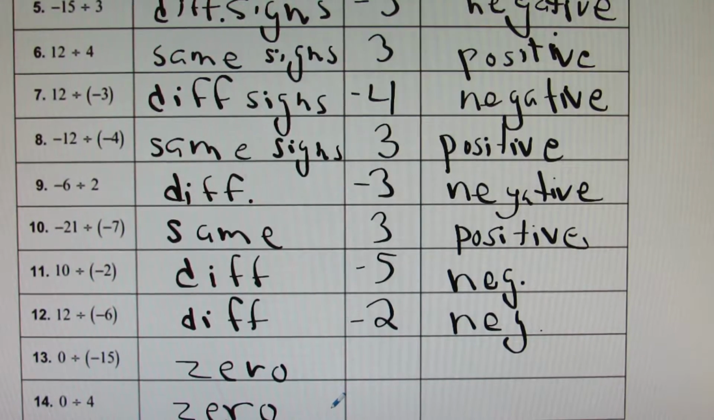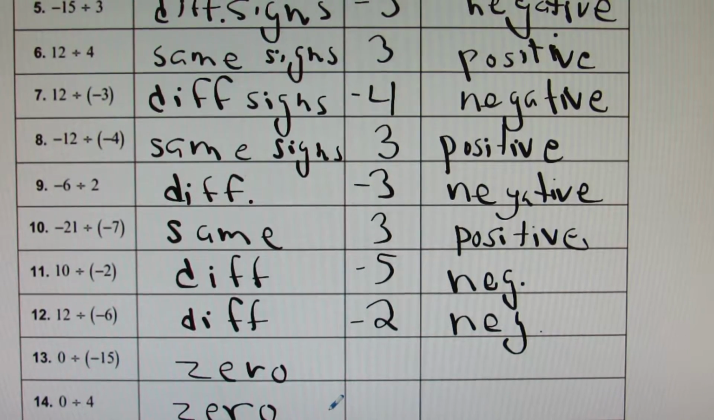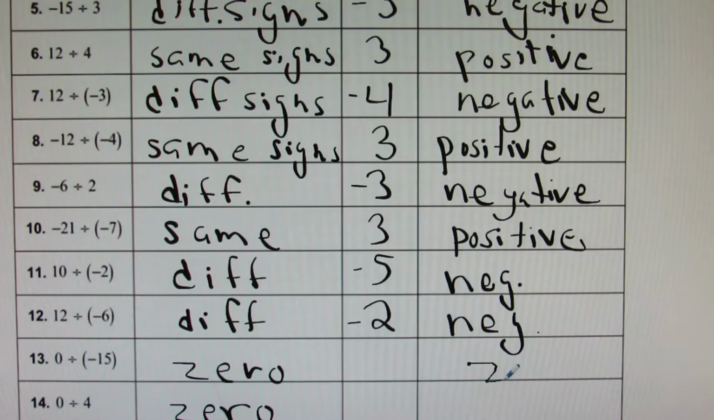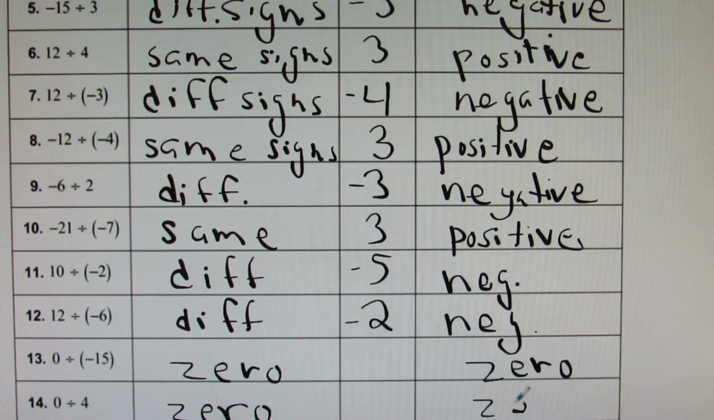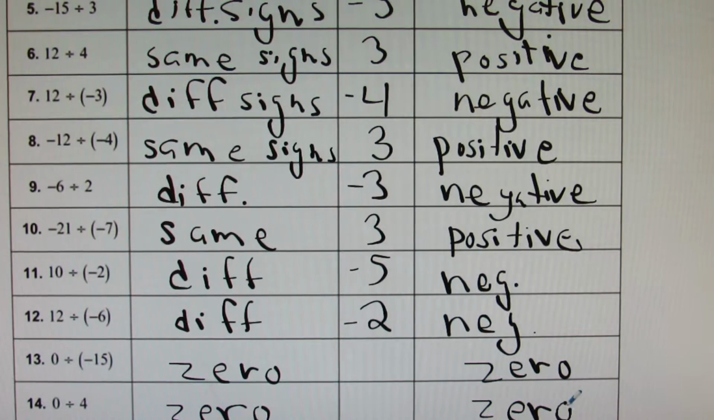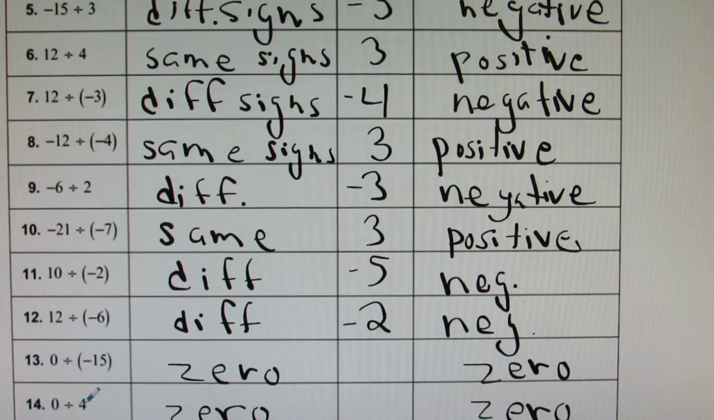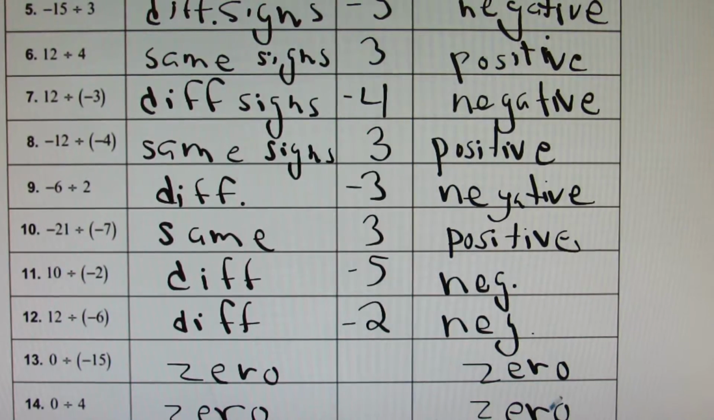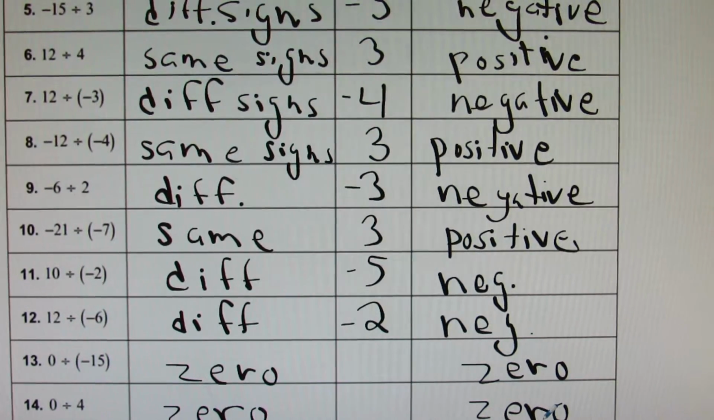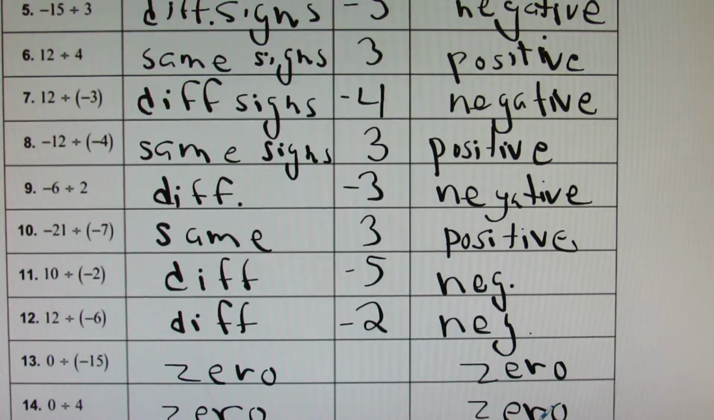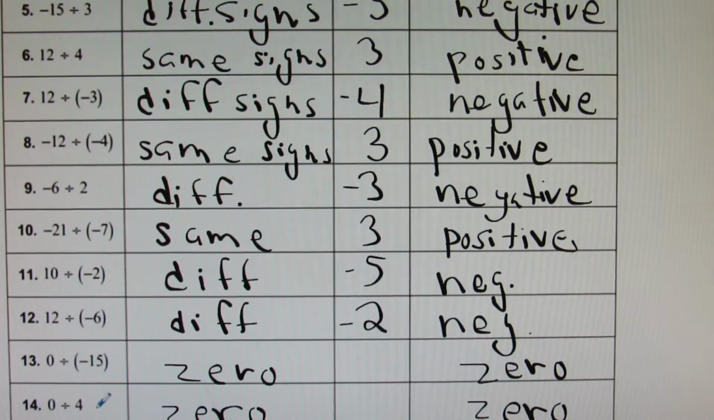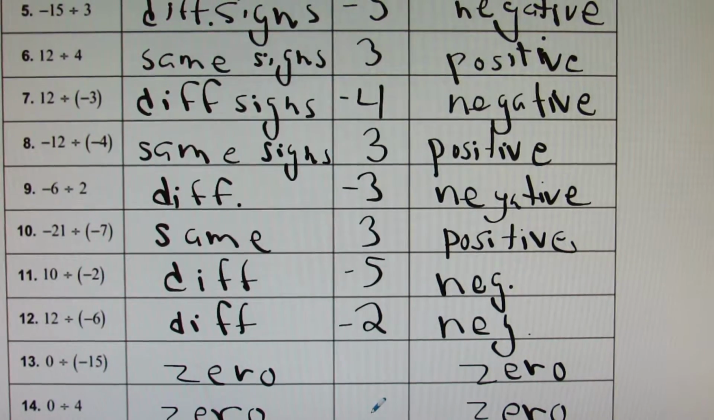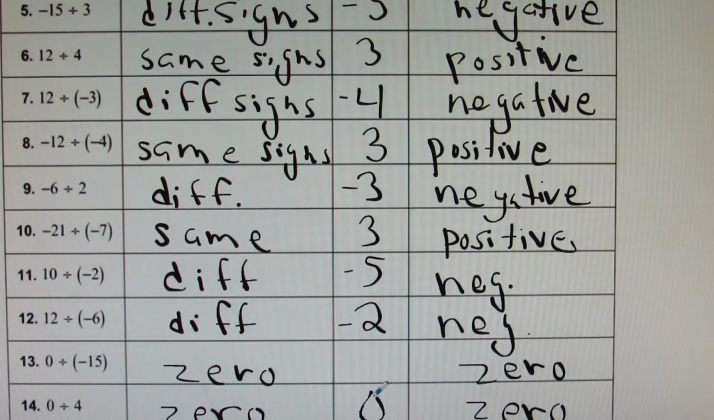When I am dividing 0 by a number, I just get 0. Think about it in a real life situation. If I have 0 cookies and I want to split it among 4 people, guess how many cookies everybody's getting? 0. Because I don't have any cookies to give you. Sorry. I wish I had cookies to give you, but I don't. So 0 cookies divided by 4 people, everybody gets 0. So this quotient is just going to be 0.